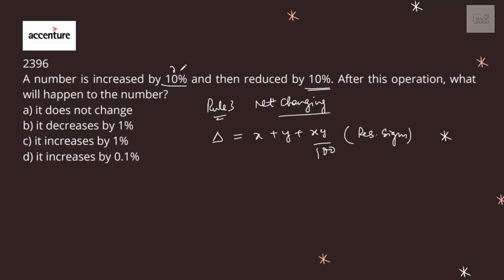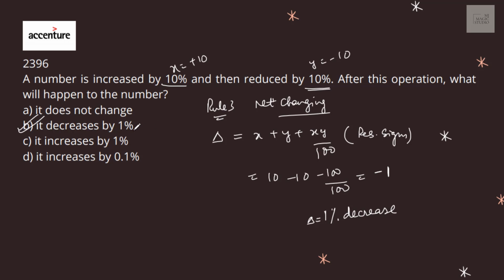We know that. So first x is plus 10 and y here is minus 10. So net change would be 10 minus 10 minus 100 by 100. That will give us minus 1. That means it is 1% decrease. Net change is 1% decrease, and it is in option B, which says it decreases by 1%.